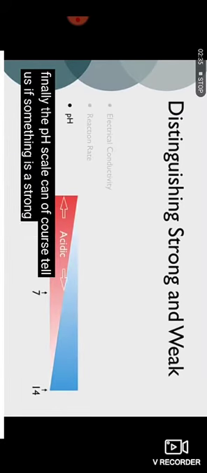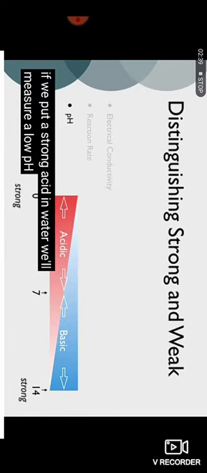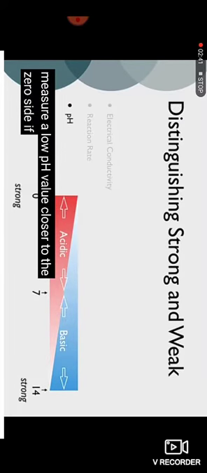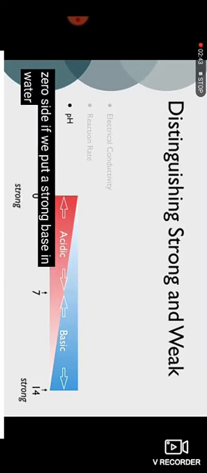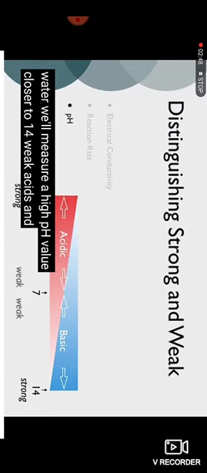Finally, the pH scale can of course tell us if something is a strong or weak acid. If we put a strong acid in water, we'll measure a low pH value closer to the 0 side. If we put a strong base in water, we'll measure a high pH value closer to 14. Weak acids and weak bases will measure out closer to the middle.